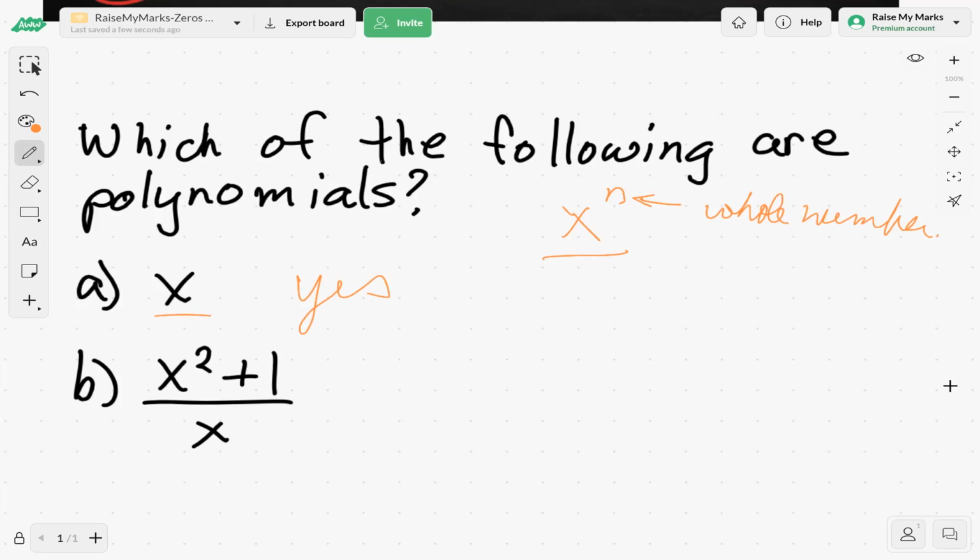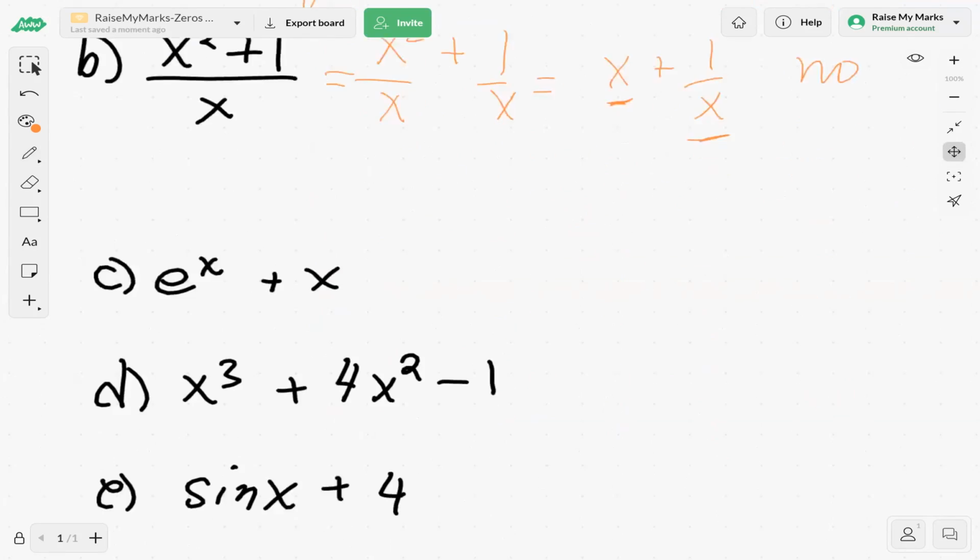So B, do we have a polynomial? We have x squared plus 1 over x. Well, we can try and simplify it and see. Well, let's have a look. The first term looks like a variable raised to a power. So that's a monomial. The second term, however, does not. It looks like 1 over a variable. So not quite. So no, not a polynomial. All right, so let's continue.